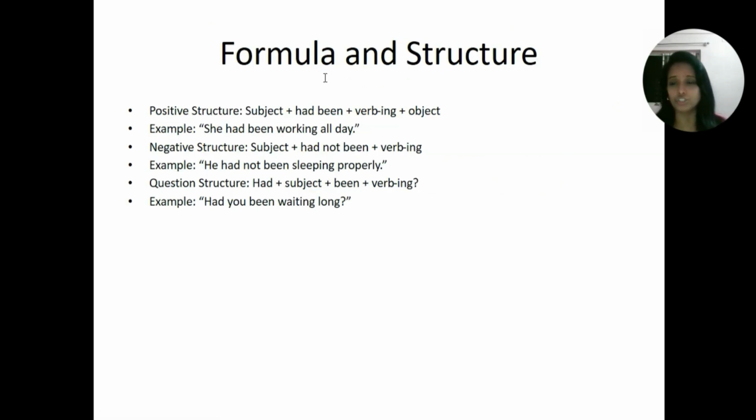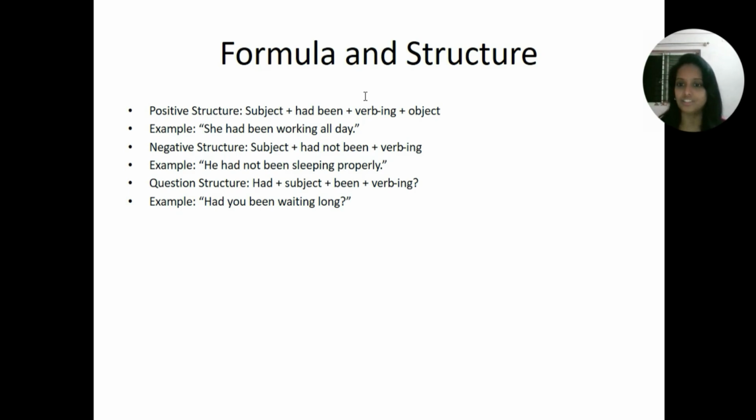Positive sentence structure. So it is subject plus had been plus verb ing plus object. Example, she had been working all day. They had been waiting for 2 hours. I had been reading before dinner started. You can notice something important here. No matter whether the subject is I, you, he, she, they, we, the helping verb remains had been.